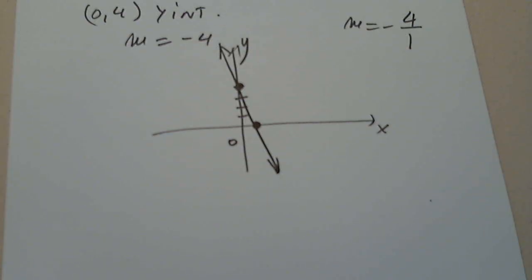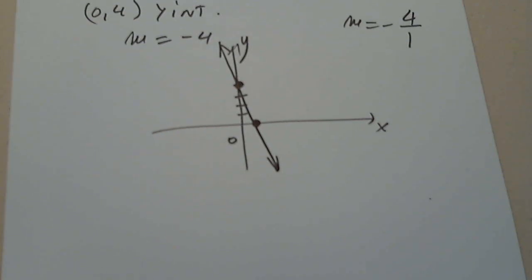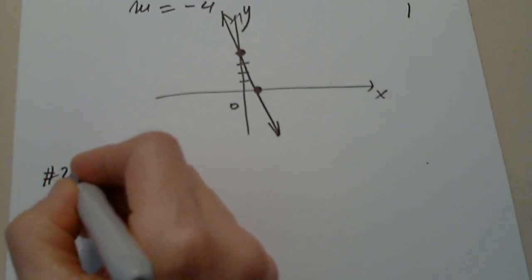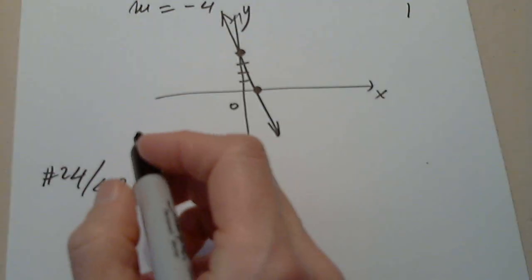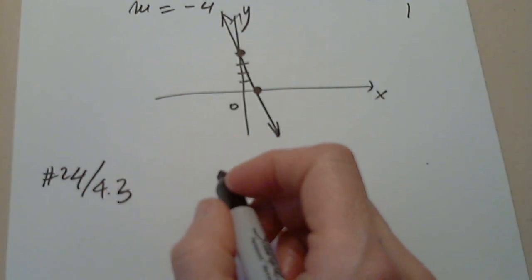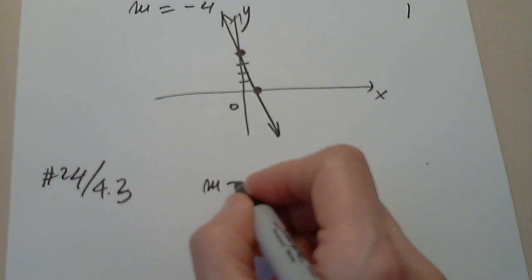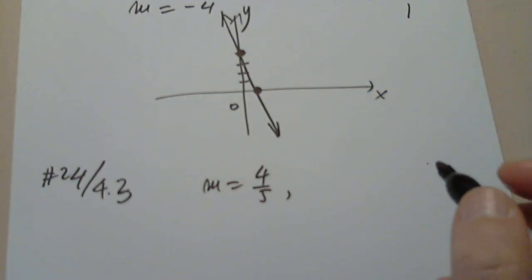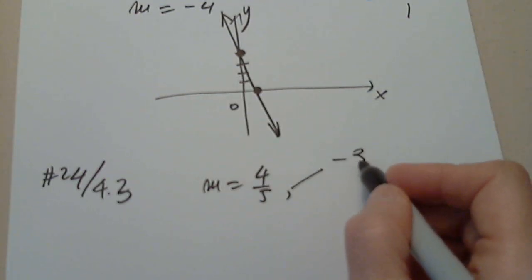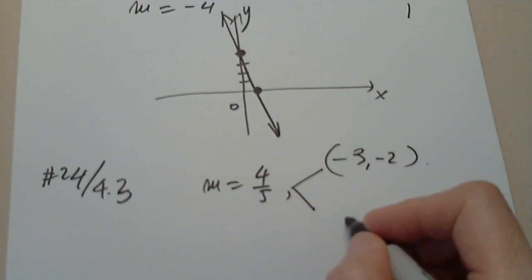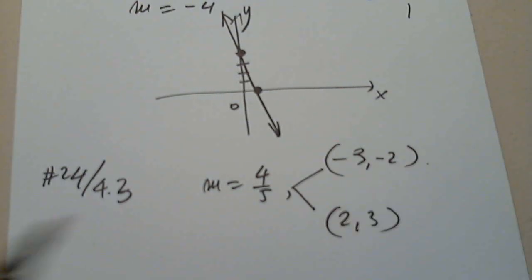Draw the graphs of two lines with the given properties on the same coordinate system. Both lines have a slope of 4/5. One passes through this point, and the other one passes through this point. Okay, perfect. Let's write this down. So this is 24 in 4.3. Both have the same slope, and one of them goes through the point -3, -2, and the other one through the point 2, 3. Okay?